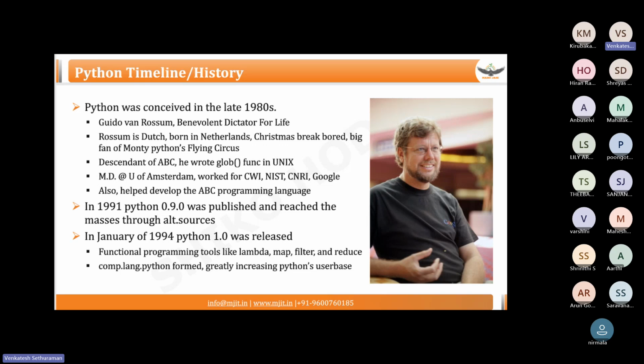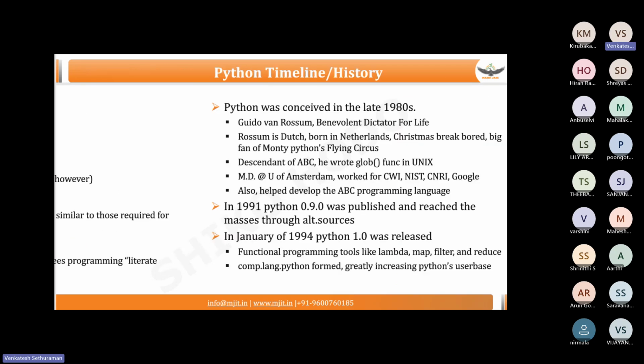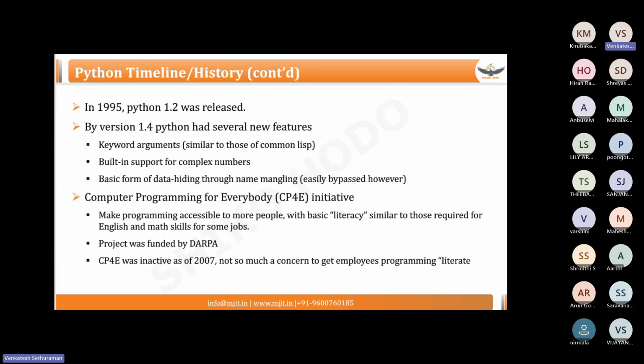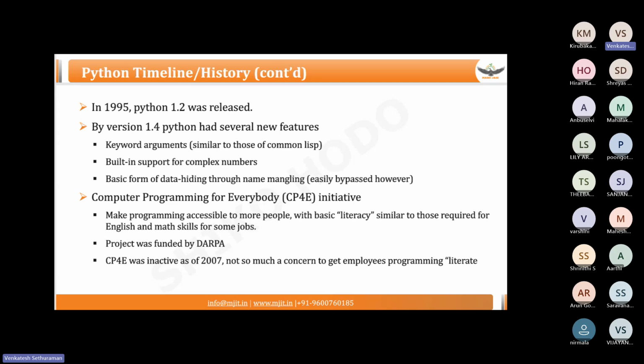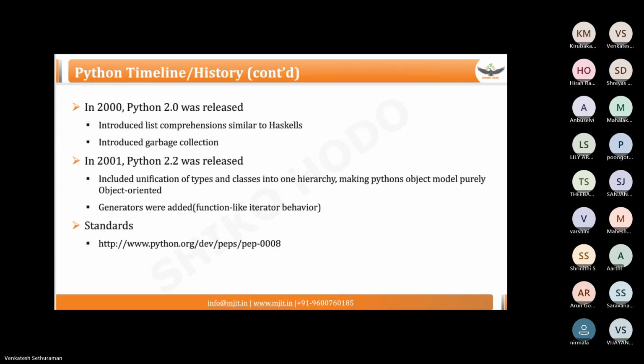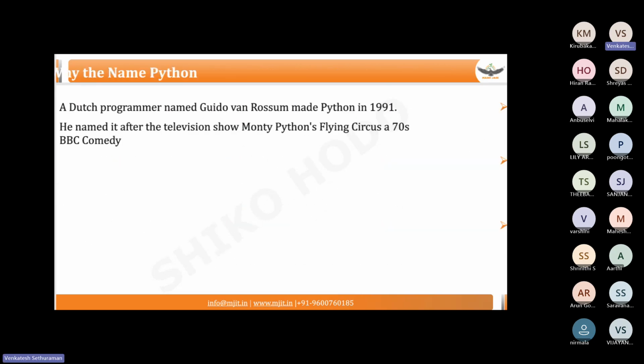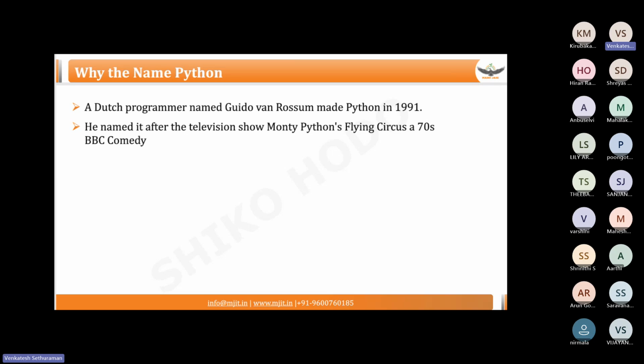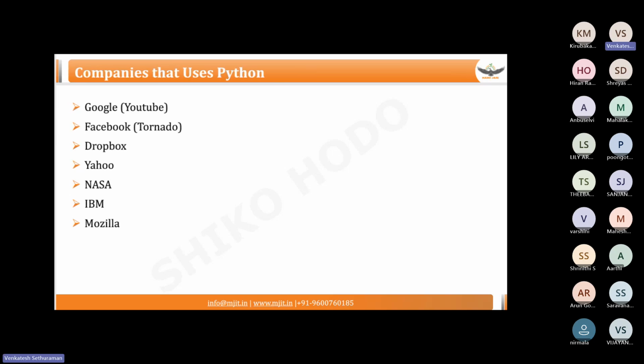But once, in 2012, they released version 3. See, 1995, 1.2, then 1.4, then 2.7. From 2.7, they were creating the operating system in Linux using 2.7. But nowadays, we are using version 3.